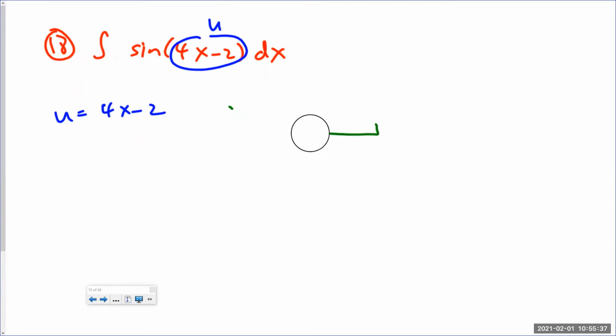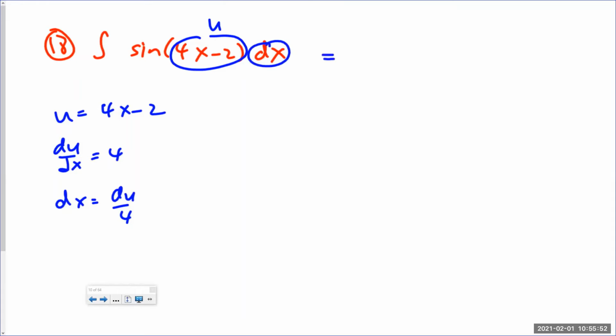All right, so then you'd say the derivative of this is 4. Okay, you solve for dx, and then you replace two things. You replace your u and you replace your dx. So this becomes the integral of sine u times du over 4. And this is really ugly. So what I do is, if there's a scalar, I try to pull it out.